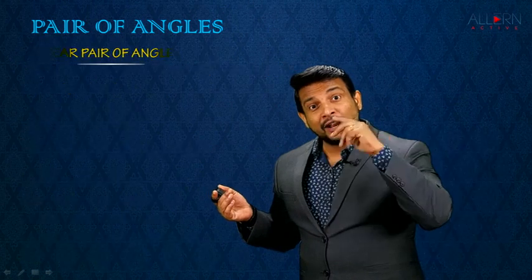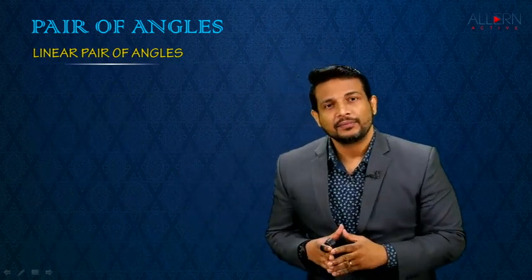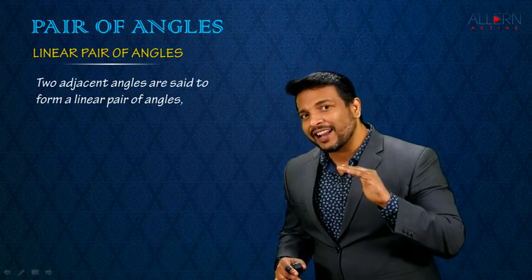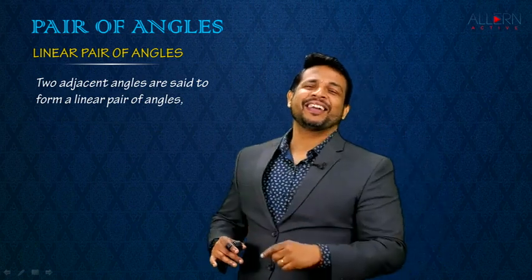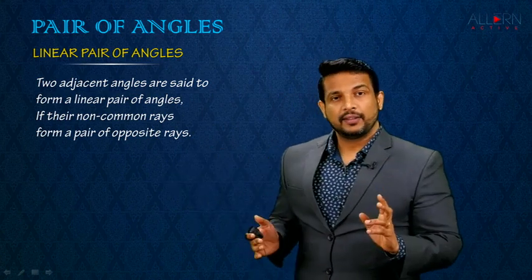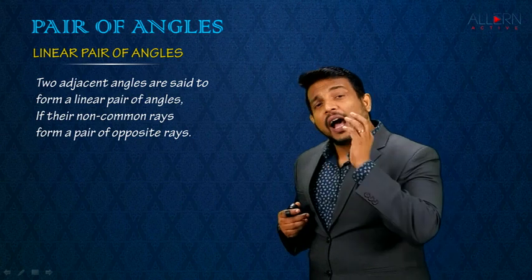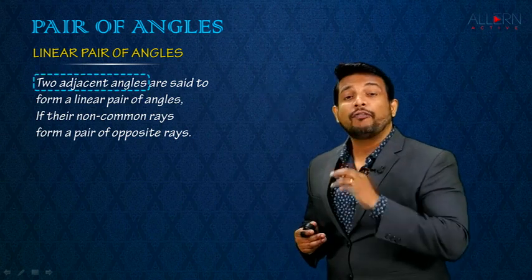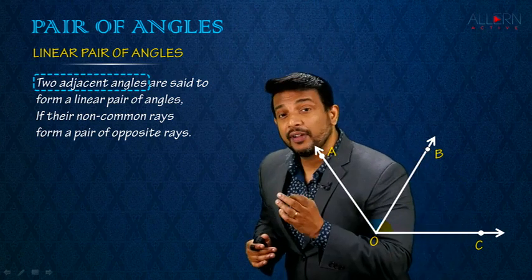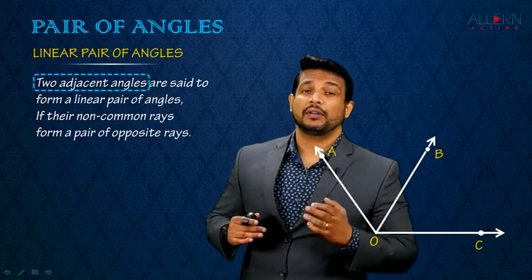Now based on this, we learn one more fact, one more pair of angles called a linear pair of angles. What's that? It's very simple. Linear, when we say line, linear means line, superb. Now when you look here, you will understand. The definition says that two adjacent angles, that means it comes from adjacent angles, okay? Two adjacent angles are said to form a linear pair of angles if their non-common rays form a pair of opposite rays.